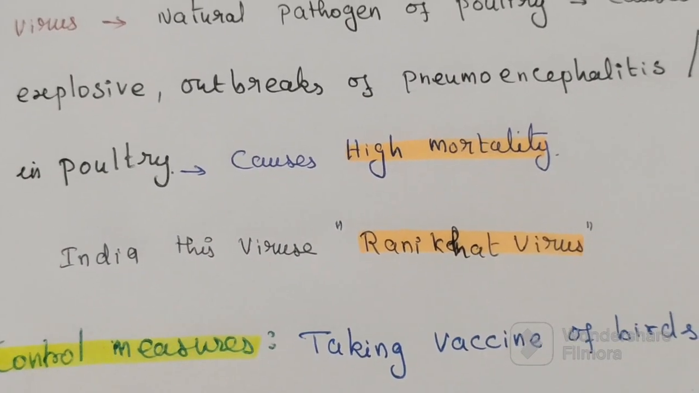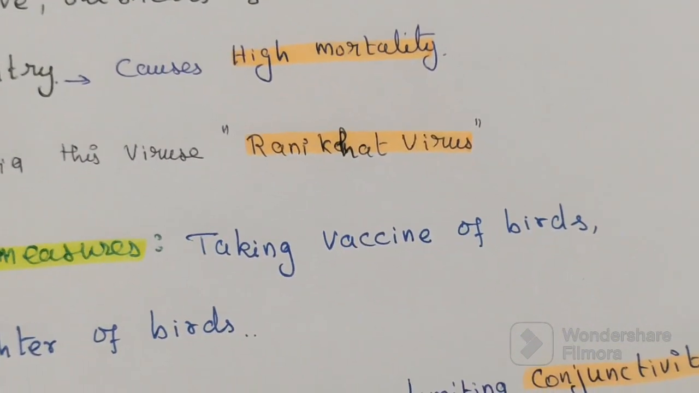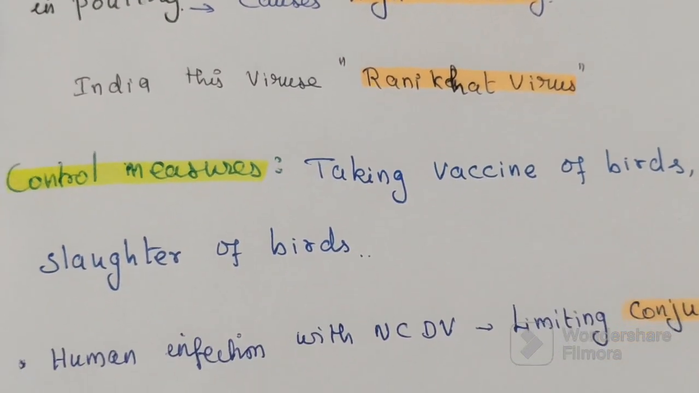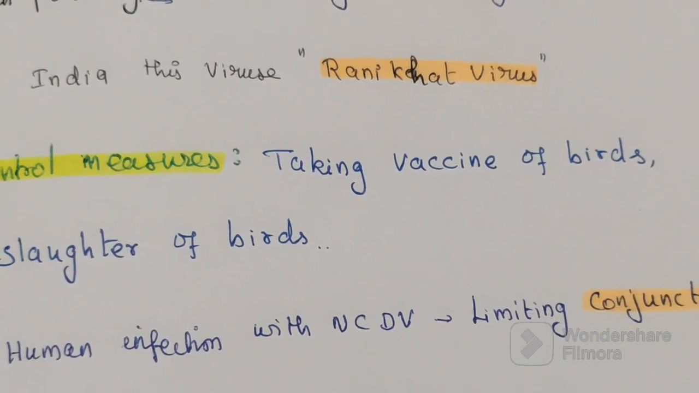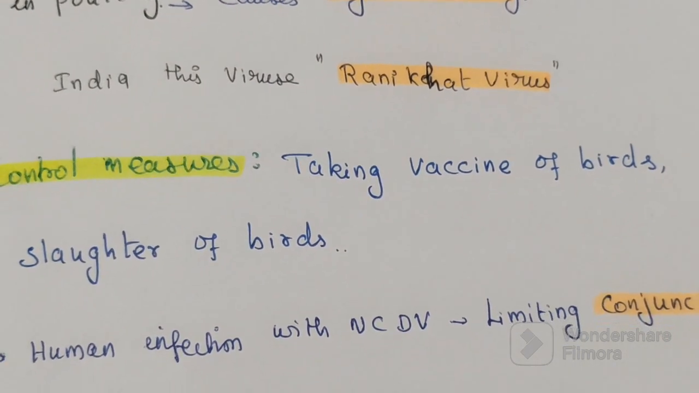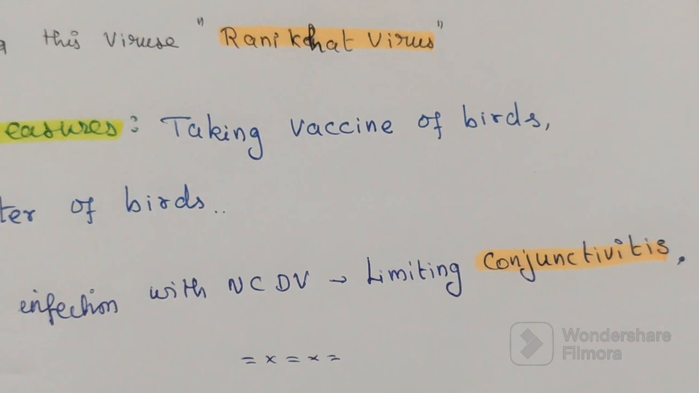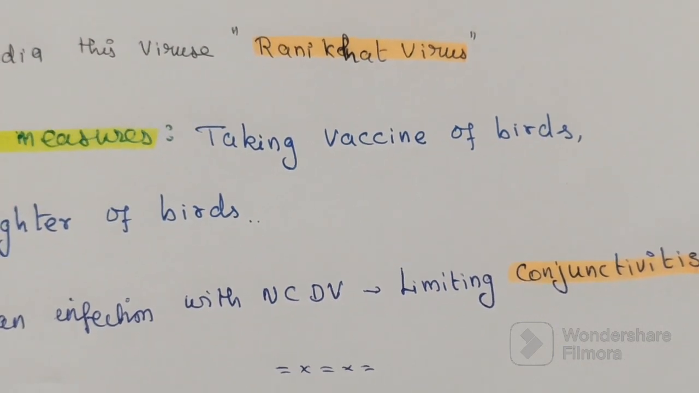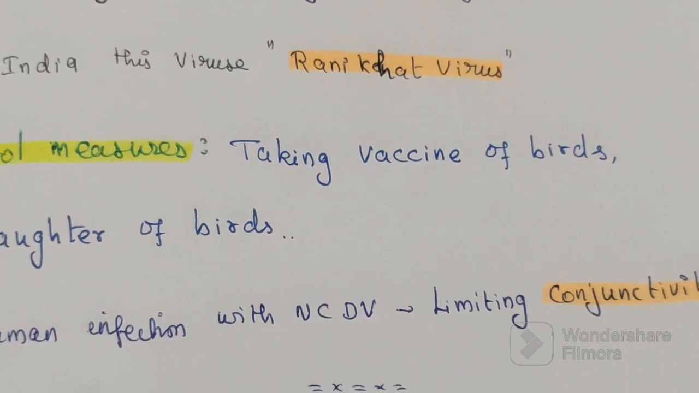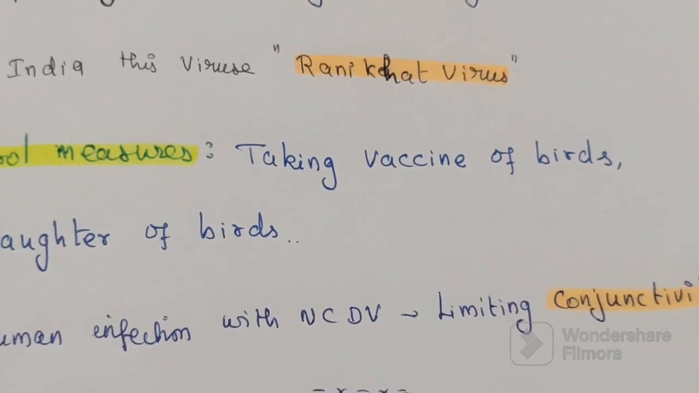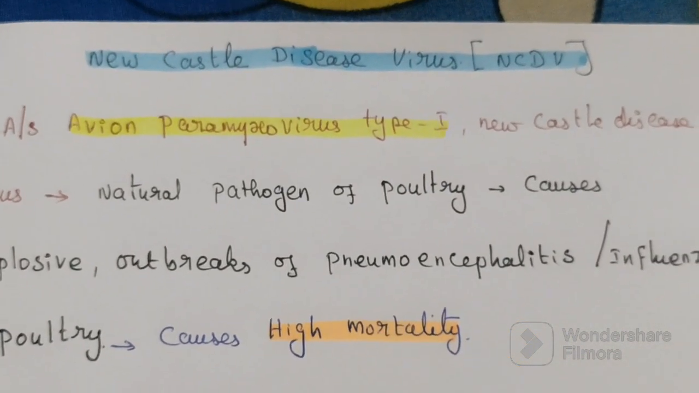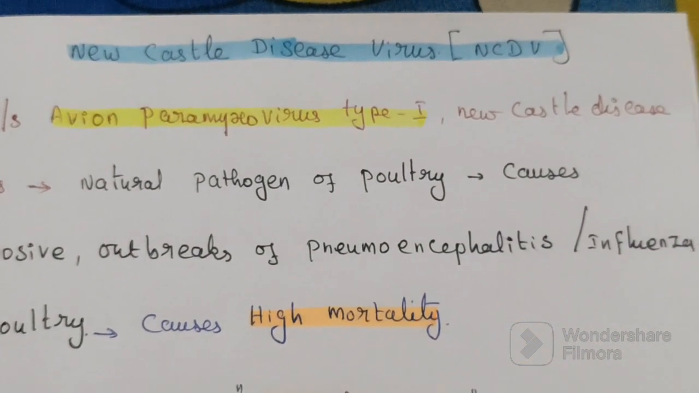Control measures: vaccination of birds, then slaughter of birds. Human infection with NCDV is a self-limiting conjunctivitis in poultry workers and others who are in contact with infected birds. So this is all about parainfluenza virus and NCDV.